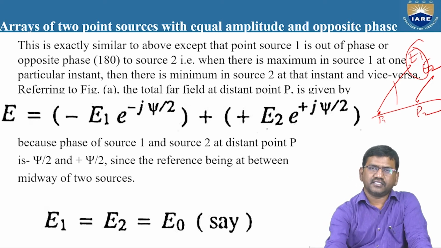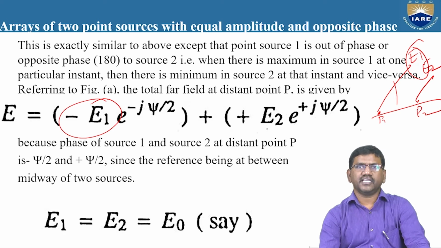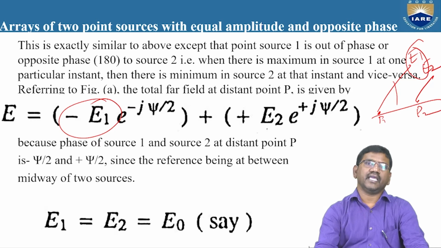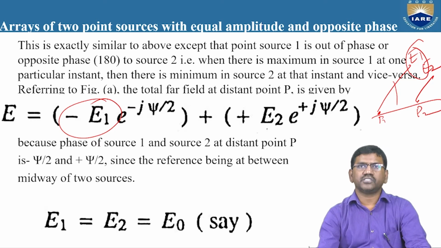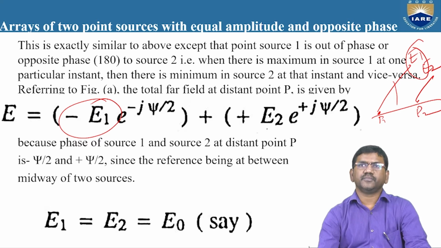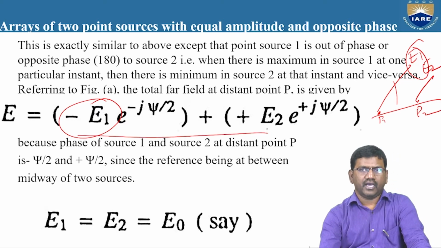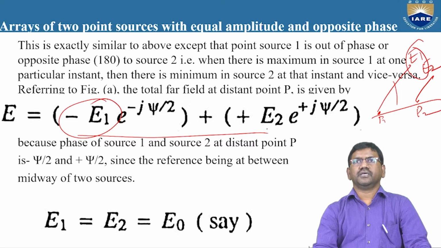As these 2 point sources are out of phase, we represent point source 1 with a minus sign. The minus sign in minus E1 indicates that point source 1 is out of phase at an angle of 180 degrees with respect to point source 2. The phases of source 1 and source 2 at the distant point are minus psi/2 and psi/2, since the reference is midway between the 2 point sources. So the resultant field pattern is given by minus E1 plus E2. And similarly, let us assume the amplitudes of the 2 point sources to be the same.